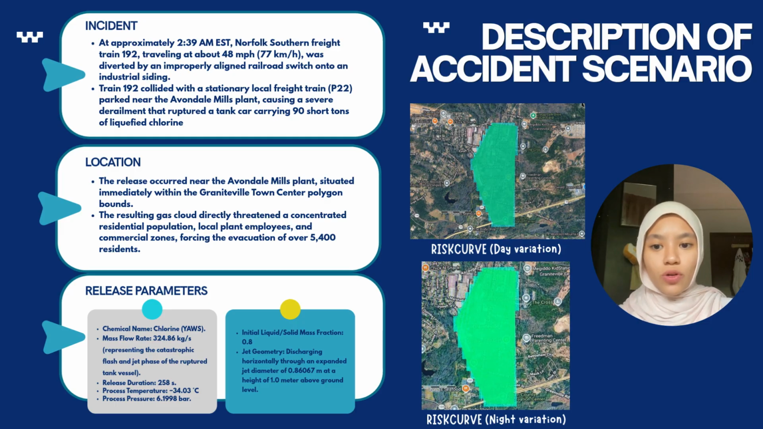For our RISKCURVES simulations, we use the actual release parameters, including a release duration of 258 seconds, a mass flow rate of 324.89 kg per second, and the corresponding temperature and pressure conditions. The image on the right compares the predicted dispersion of the chlorine plume under daytime and nighttime atmospheric conditions, showing how weather conditions influence the extent of the affected area.